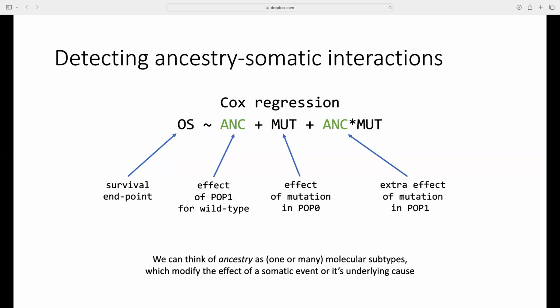The model that we're employing now incorporates a covariate for genetic ancestry, so this continuous factor relative to a reference population, and then an ancestry and mutation interaction term. So this is what I was trying to illustrate in the toy example previously: we're asking if your global genetic ancestry may be modifying the influence on survival of the somatic mutation that you have.